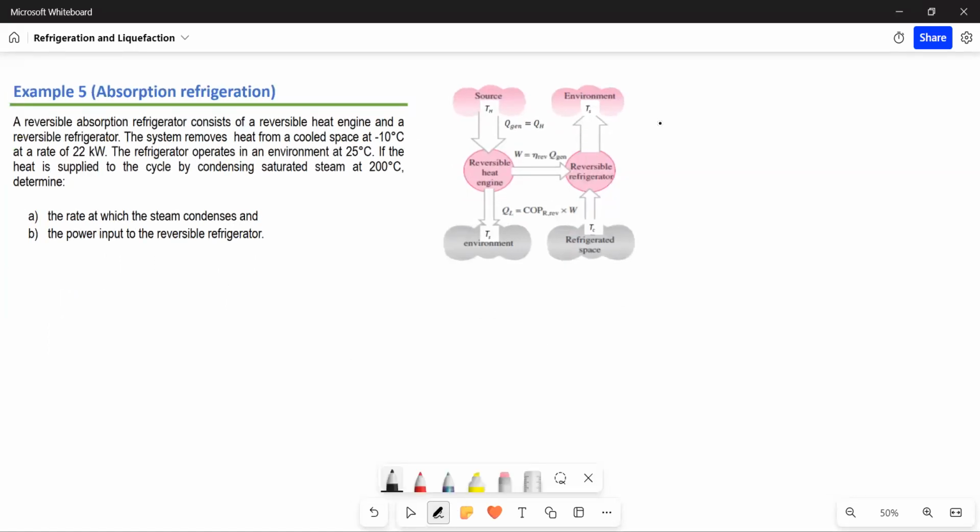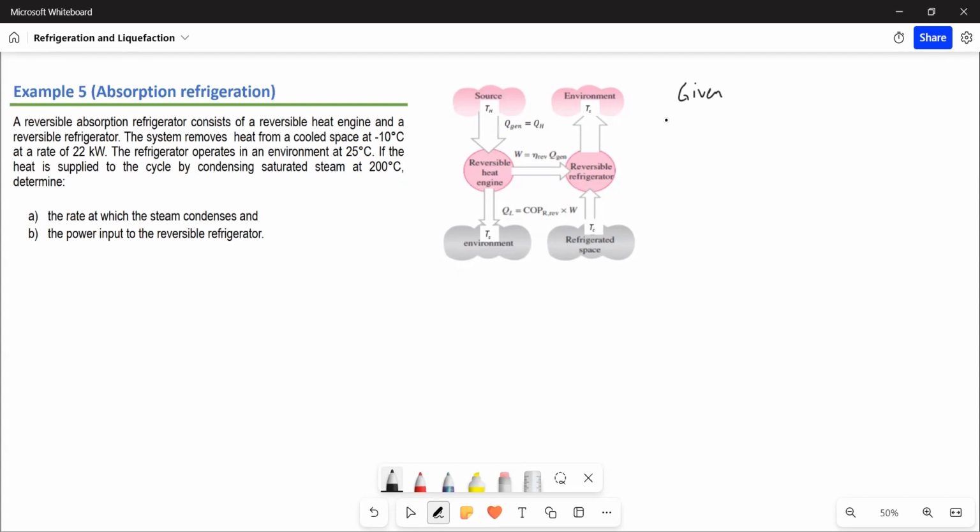Okay, let's write the given. Okay, I accidentally clicked a button. I don't know what button that was, but I'm not on mute.